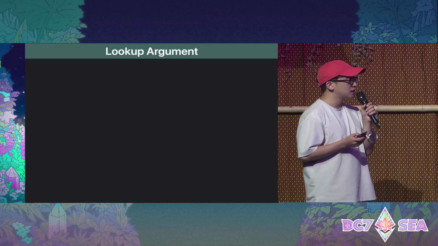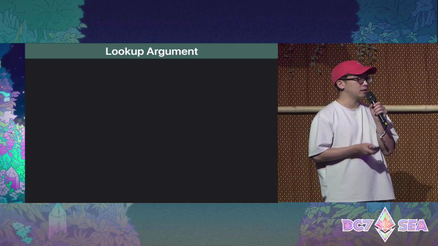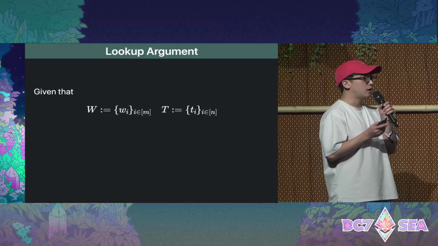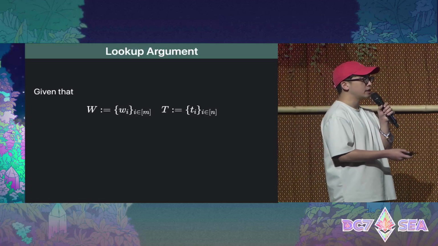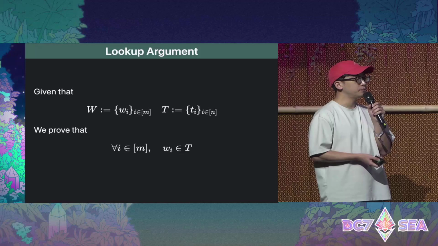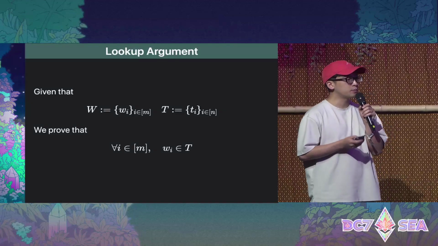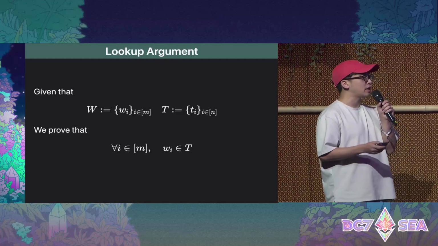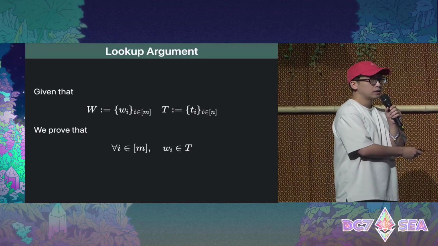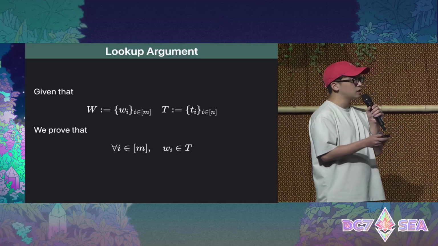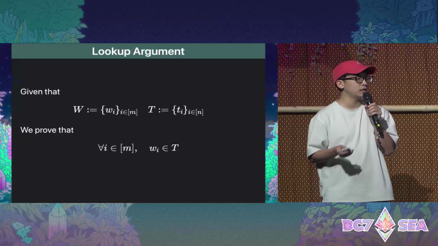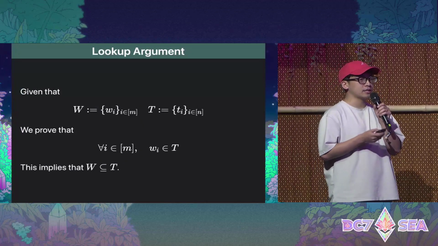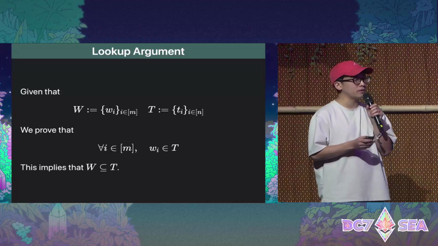First, let's discuss the objective and understand the current situation. We have two sets. The first is the witness, and the second is the elements of the given table. Our goal is to prove that every element in W is also an element of the table. In other words, we are verifying that each witness element is contained within the table. This implies that the witness set W is a subset of the table T.